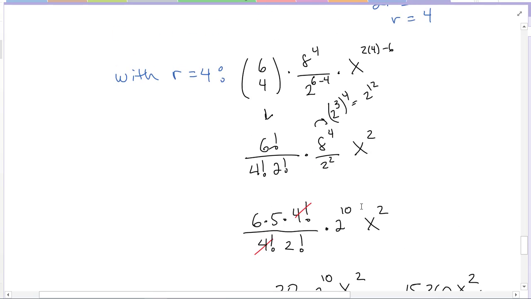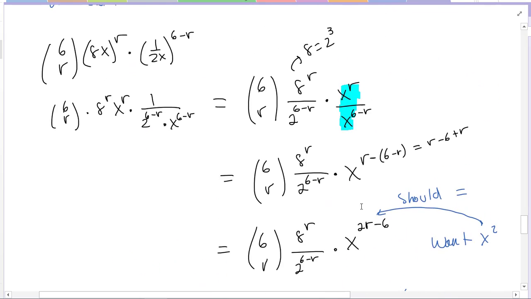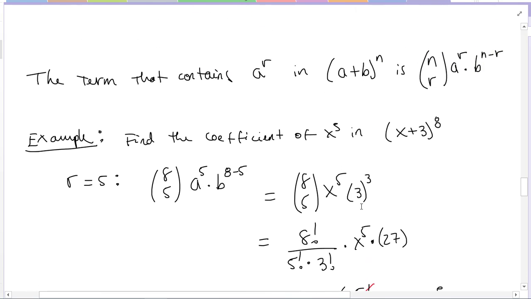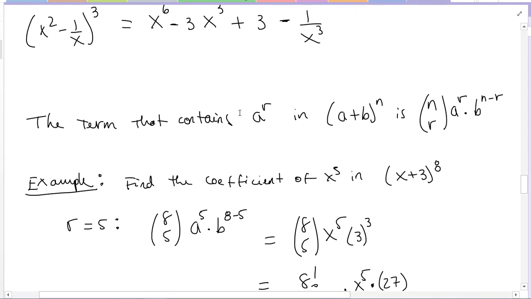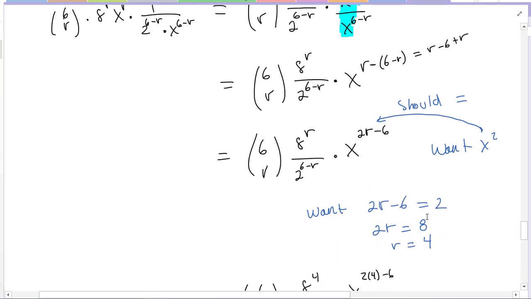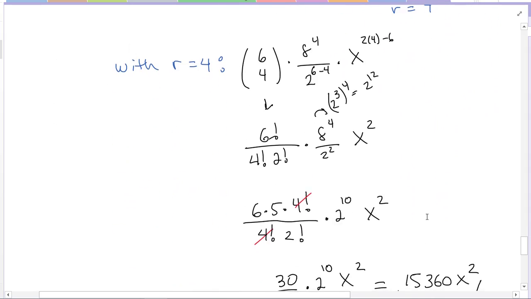So one of the things for the particular term is to remember that formula that we wrote over here. The term that contains a to the r is n choose r, a to the r, b to the n minus r. So when we don't know r, that's where things get a little bit complicated. But there'll be some problems like this in your homework. Email me if you have any questions.